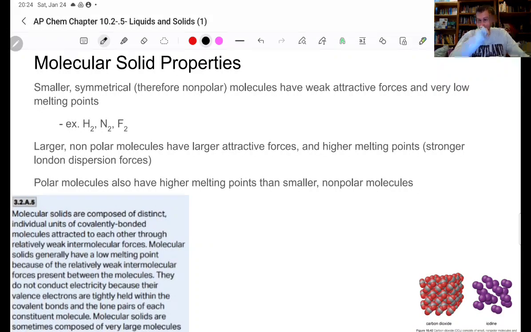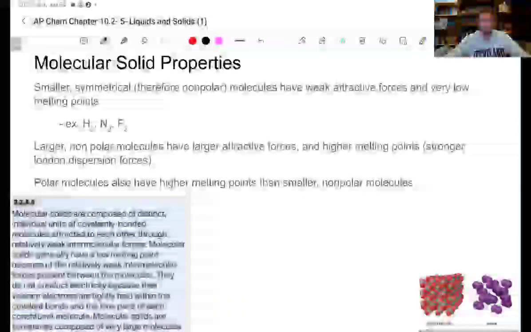Due to the strong London dispersion forces, those must be overcome to melt them. But of course, the melting point is still much lower than a covalent network solid or a metallic solid or an ionic solid, generally. And then polar molecules also have higher melting points. So if it's a relatively higher melting point for a molecular solid, then it will either be a large nonpolar molecule like a fat, or it's a polar molecule that can dipole-dipole bond or hydrogen bond like water, something like that.